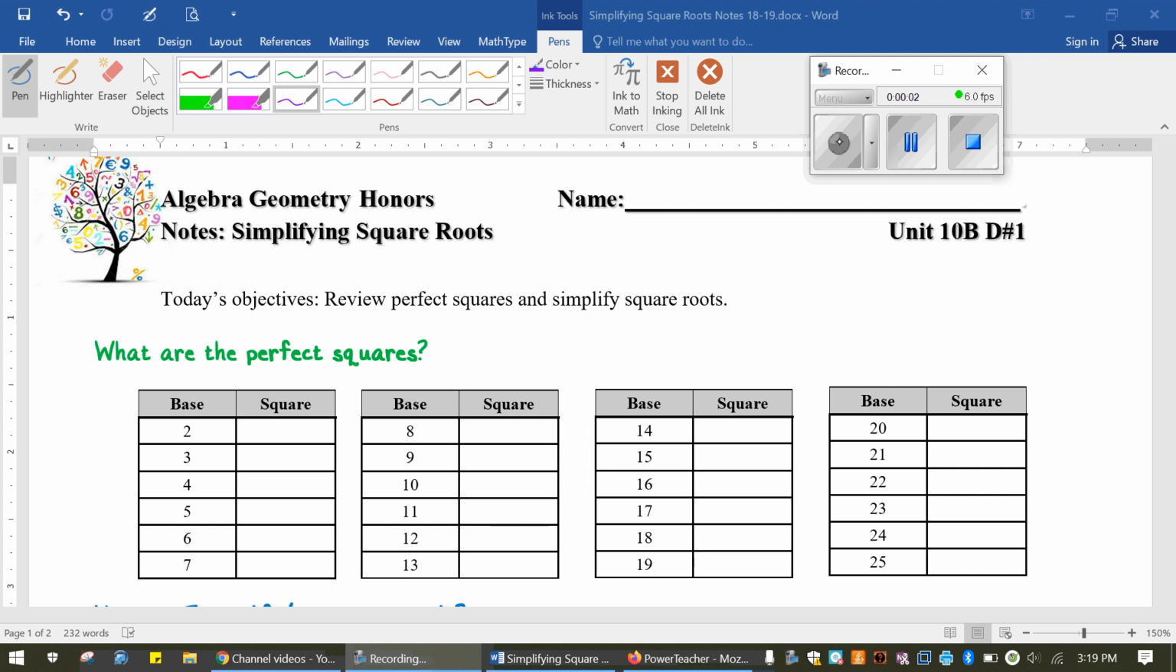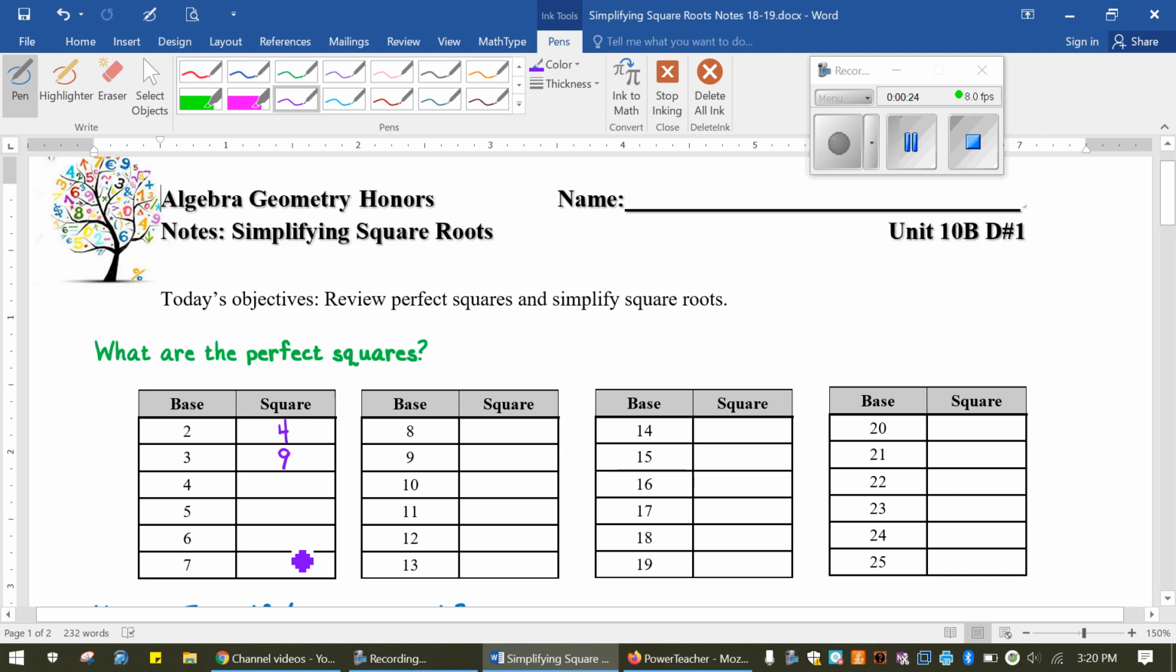Before we get started today on simplifying square roots, what I would like us to do first is to fill out this table for the perfect squares. So what we're going to do is take 2, multiply it by itself. So 2 squared is 4, 3 squared is 9, and you're going to continue to fill out all of this chart. I want you to pause the video right now and fill in each one of these squares.